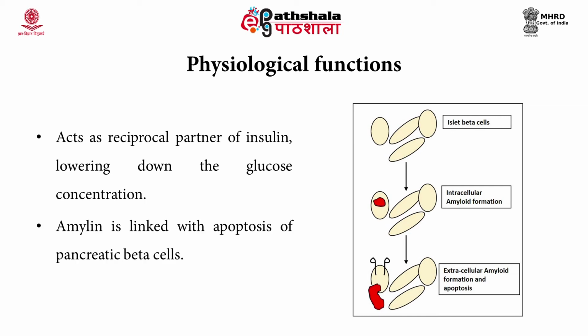Amylin is linked with apoptosis of pancreatic beta cells. Proamylin aggregates inside the secretory vesicles of the beta cell and converts amylin protein into amyloid, that is the aggregation of protein. When these vesicles release amyloid, it grows outside of the cell and accumulates more amylin as amyloid, which in turn triggers ion influx inside the beta cell and begins the apoptotic cascade.